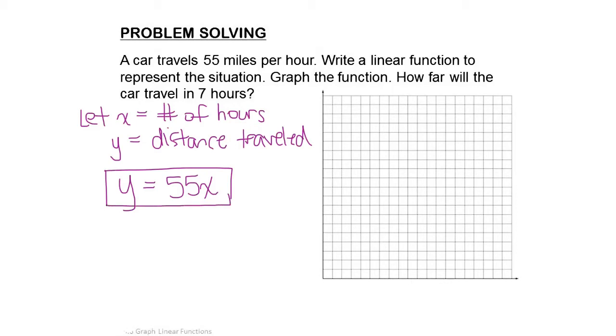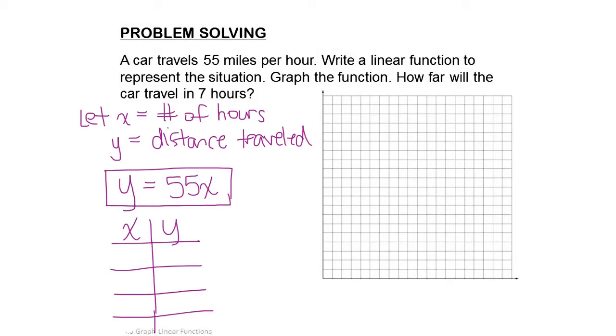And now they want us to graph the function. So let's create a table to see what ordered pairs we can use to plot the points. And I'm just going to use 4 this time. Now, for this particular case, because we're dealing with a real life situation and x being the number of hours, is it possible to have a negative number of hours?